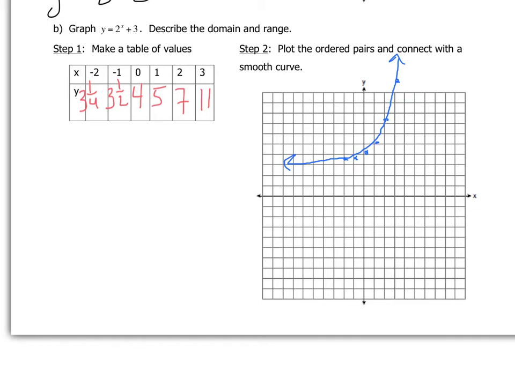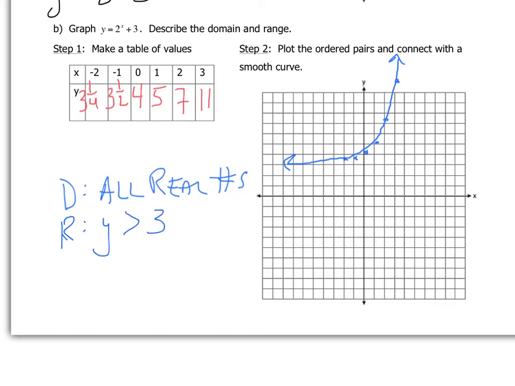So if we were talking about the domain, we have all real numbers, and in this case our range is going to be y's greater than 3. It'll never actually reach 3, and it certainly won't go below 3.